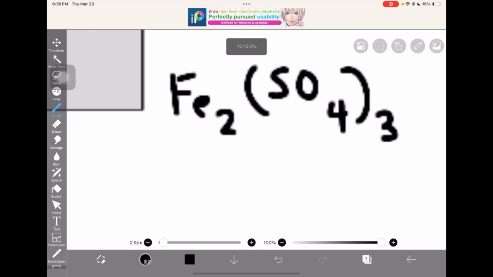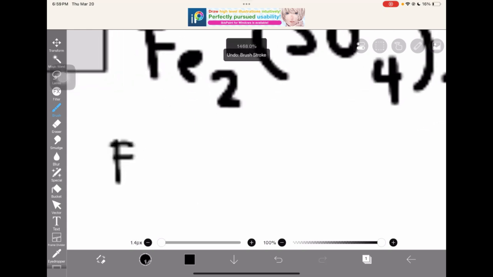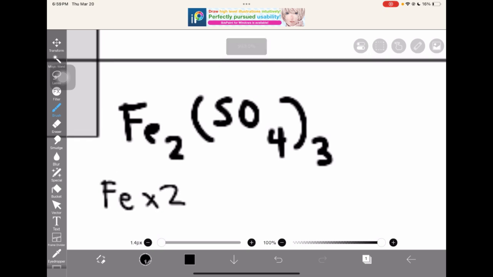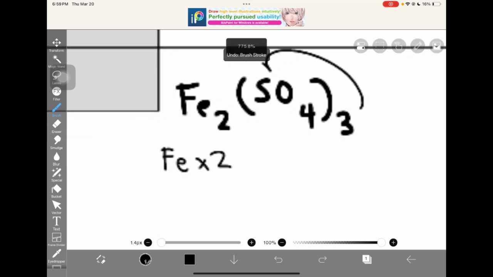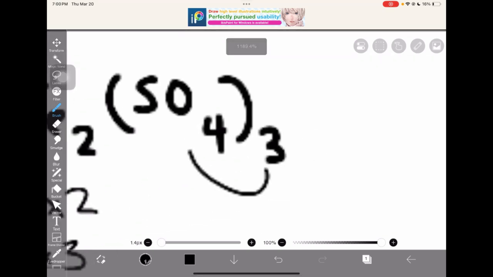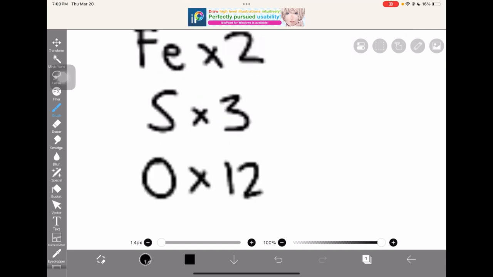First and foremost, clearly there's two Fe's over here. So Fe times 2. Next, we distribute this again. So S becomes S3. So S times 3. Then we get O times 4. O4 times 3. So that's just O12. Then let's calculate.